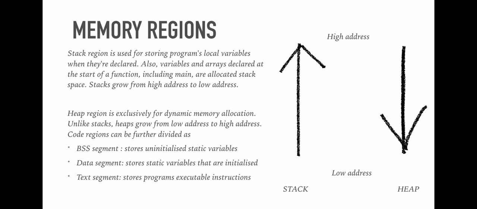They are allocated randomly. They gradually grow from low address to high address, whereas stacks grow from high address to low address. The code can be further classified into BSS segment, data segment, and text segment. The BSS segment stores uninitialized static variables, whereas the data segment stores static variables which have been initialized. The text segment stores the executable statements of the program.